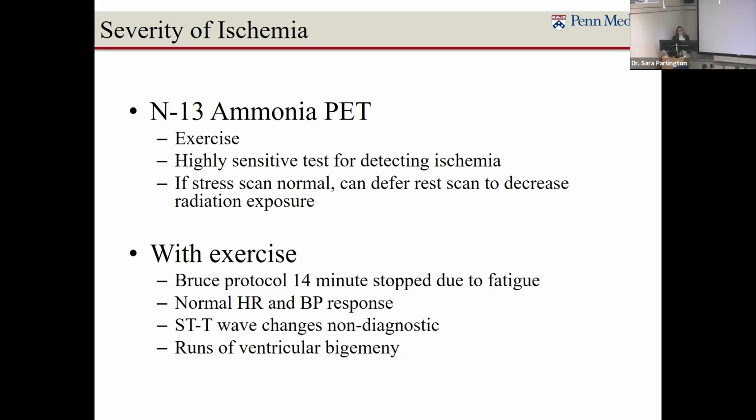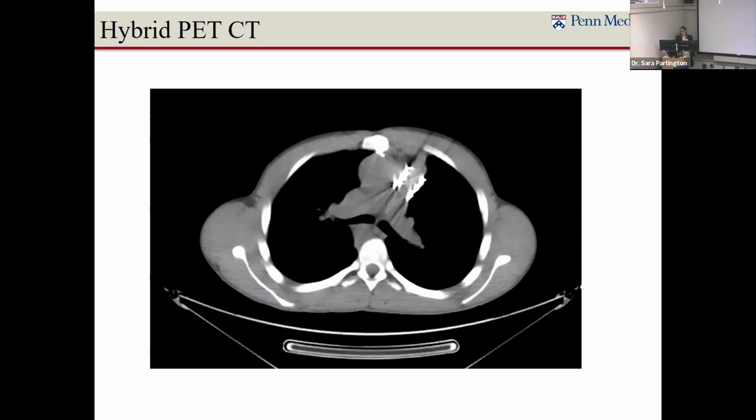He had a normal heart rate and blood pressure response to exercise. He had non-diagnostic ST-T wave changes, which is very common with our congenital heart disease patients. He did have runs of ventricular bigeminy. With all PET scans, you do get a low radiation, low resolution CT scan for attenuation correction.